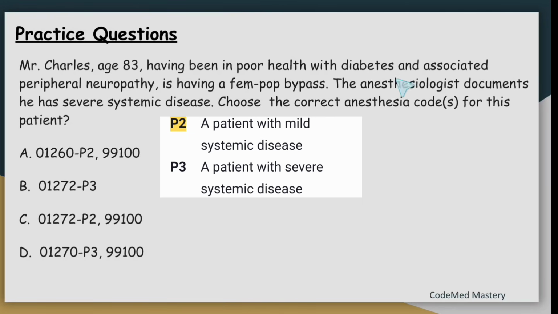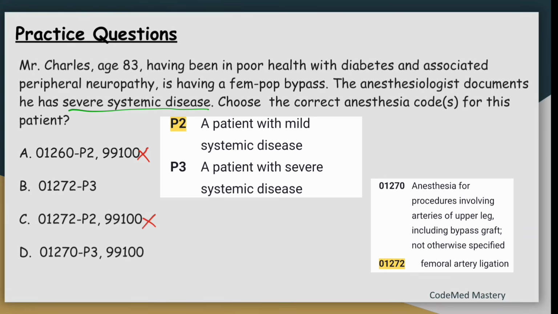Now read the scenario. The anesthesiologist documents that the patient has severe systemic disease. So we have to use the physical status modifier P3. Directly eliminate the option which has P2. So we'll eliminate option A and option C. Now we are left with option B and option D. Check the code 01272 and 01270. 01270 is for anesthesia for procedures involving arteries of upper leg, including bypass graft.